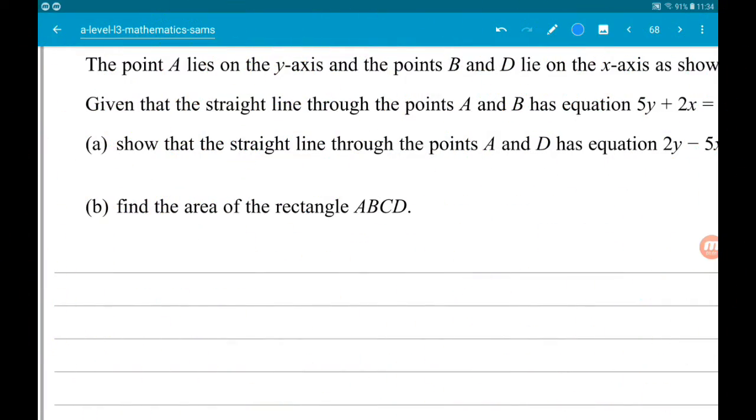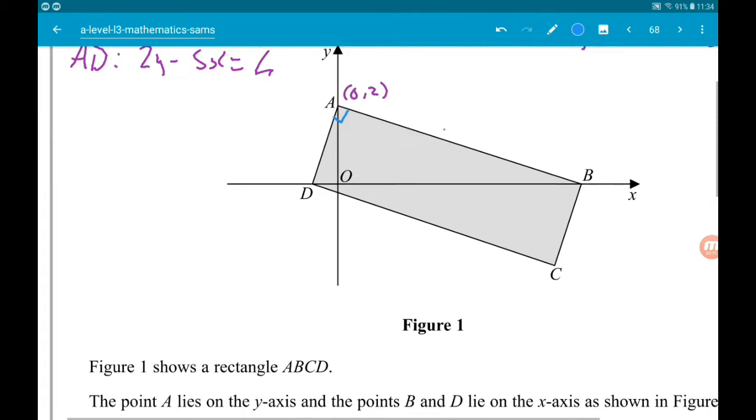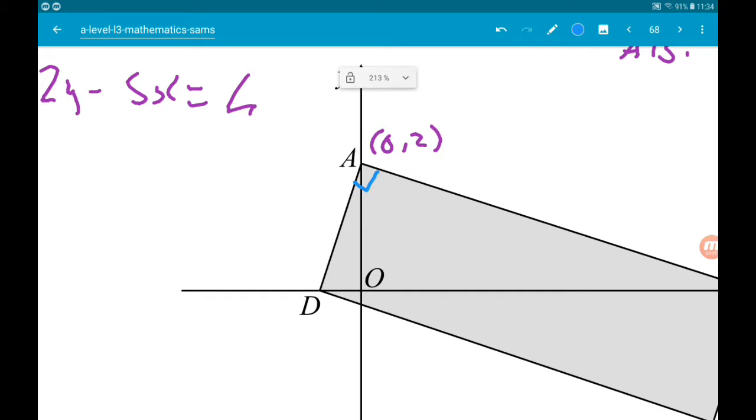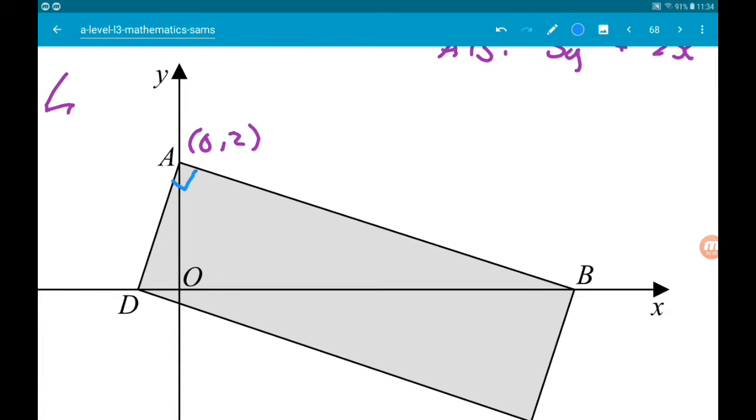Okay, then part B wants us to find the area of rectangle ABCD. So to do that, we need to find the length of AB and the length of AD. Now that we know the coordinates, the equations, no problem. So what we need to do is find the coordinates of point D and point B.